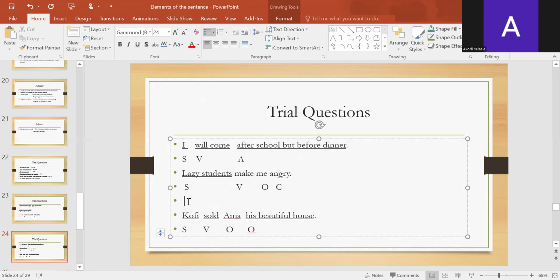Take something like: he named his child Ama. What do you think it to be? He is a subject, named is a verb. His child is an object. Ama is a complement. He named his child Ama.